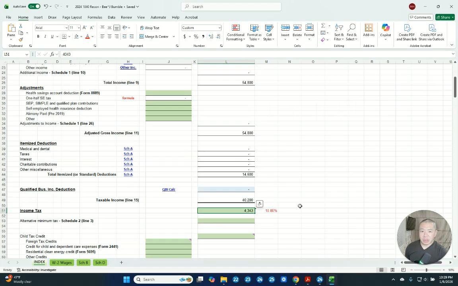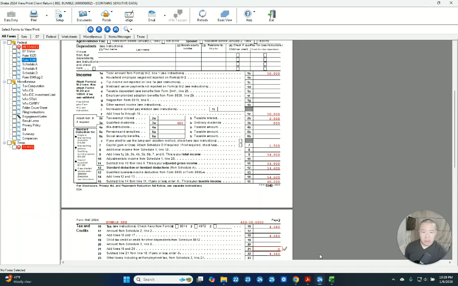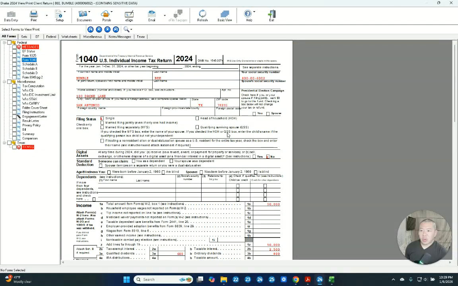I use this more for training as well as more complex clients. I think this is super helpful. So let me know if you have any questions. This one's a little bit more in-depth than practice problem number 1. Any questions, please leave those in the comments.